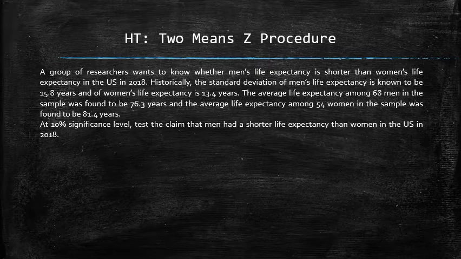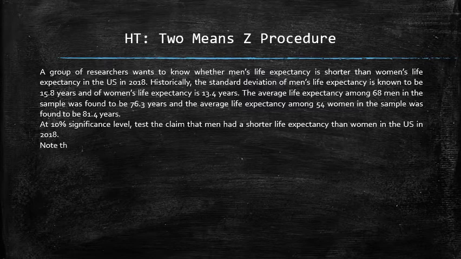Historically, the standard deviation of men's life expectancy is known to be 15.8 years, and of women's life expectancy is 13.4 years. The average life expectancy among 68 men in the sample was found to be 76.3 years, and the average life expectancy among 54 women in the sample was found to be 81.4 years. At 10% significance level, test the claim that men had a shorter life expectancy than women in the US in 2018.